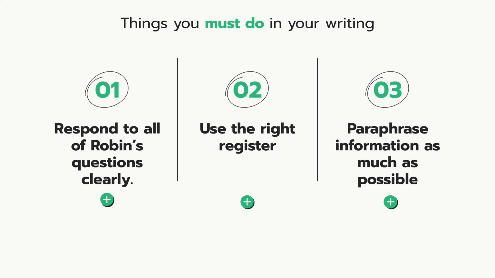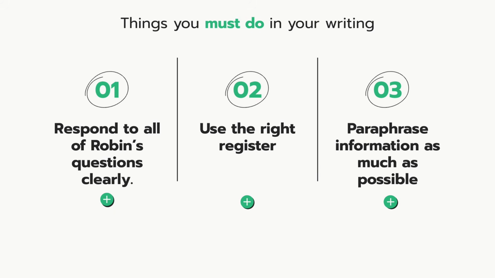Now, these are some things that you need to bear in mind every time you do a writing activity like this one. First, you need to respond to all the questions that are present in the task. For example, I am responding to all my friend's questions: what do you reckon, what restaurants do you recommend, and what sightseeing places do you recommend as well? The second thing is to pay attention to the register you are using. Because Robin is my friend, obviously the register I'm going to choose is a very informal or colloquial one.